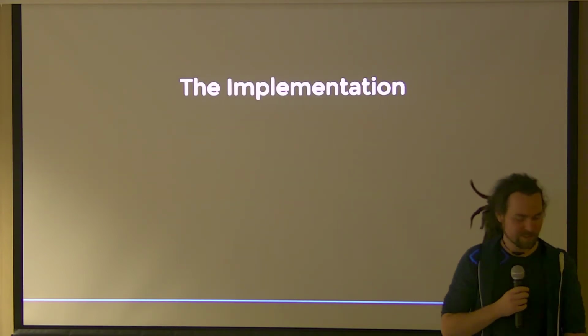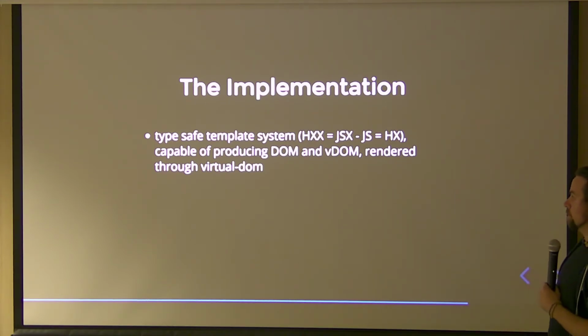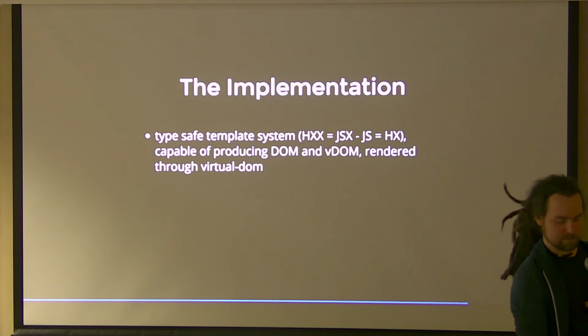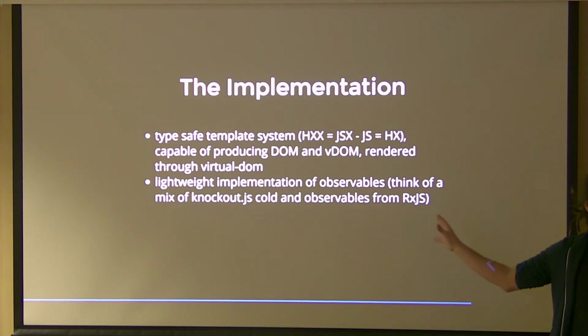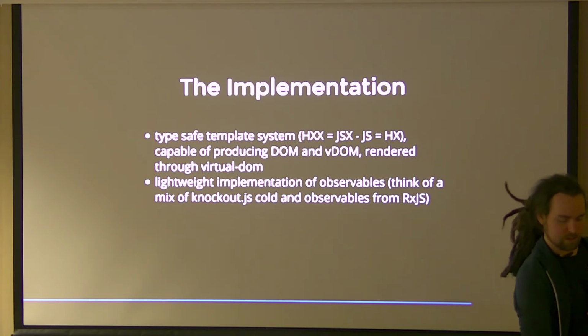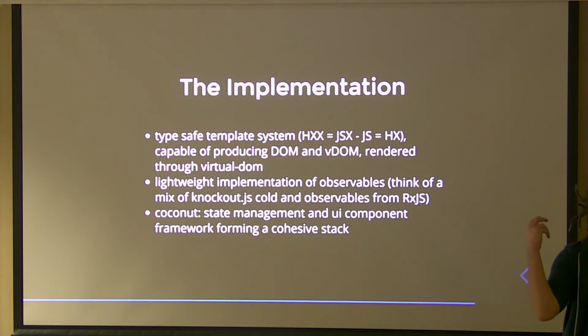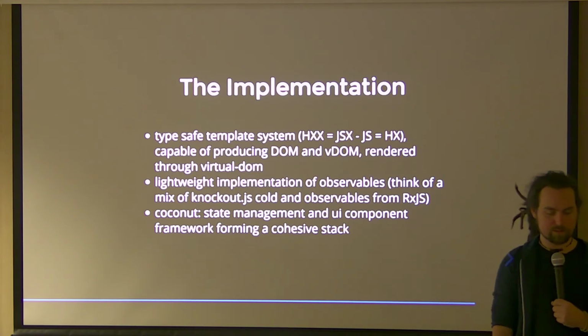So the implementation was, I created something like JSX for Haxe that could produce both DOM and VDOM, because in the beginning we were still playing around with DOM. Ran through some small virtual DOM library, it's actually called virtual-dom. Some implementation of observables, if somebody knows RxJS, something of that kind, just way smaller and simpler. And then some framework based on top of this that has the notion of UI components and state management and all this kind of stuff. So yeah, basically the full stack to do it.